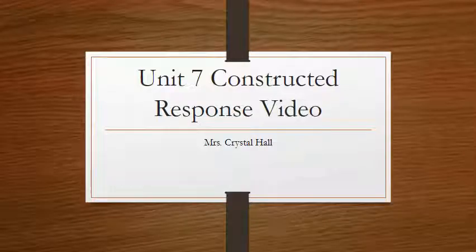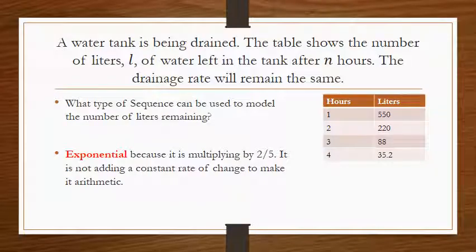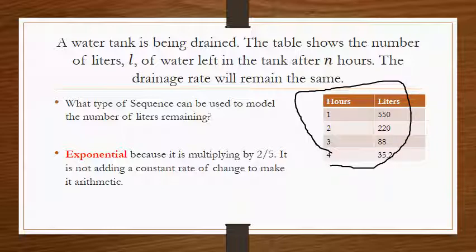Hi, so for this video, I want to go over the Unit 7 constructed response. So here's an example. You've got a water tank and you've got water coming out of it. So the drainage rate would be the same, but we've got this information over here. We have this table.